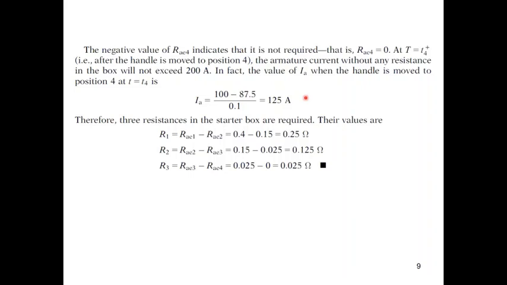So now the values which we have calculated: the first one is 0.4, which is the total resistance. And in the first step, we found the rheostat is 0.15. So we need a rheostat of 0.15. It means the value of R1 will be 0.25. So return back again to the first slide.